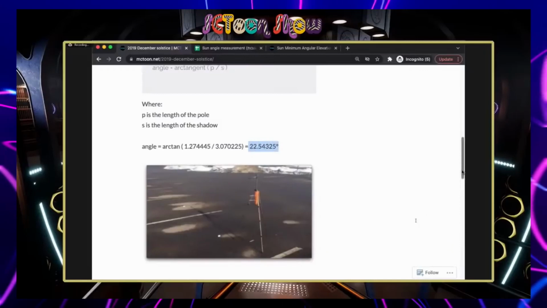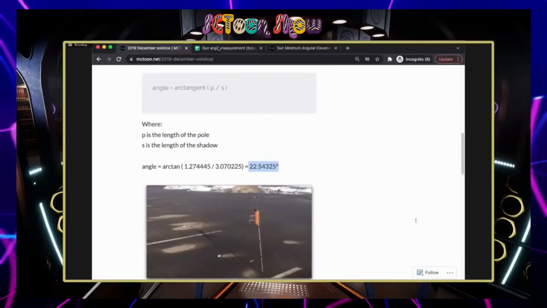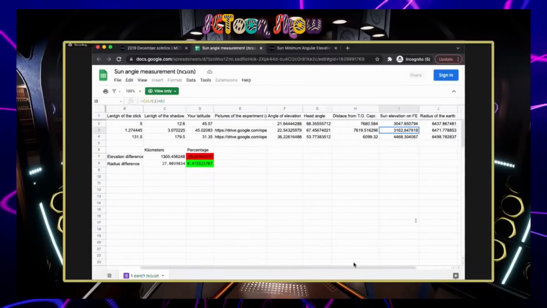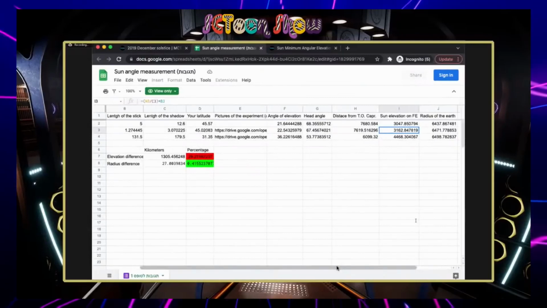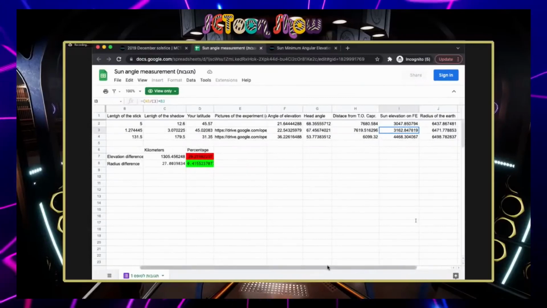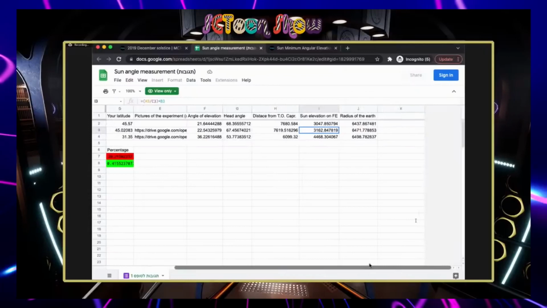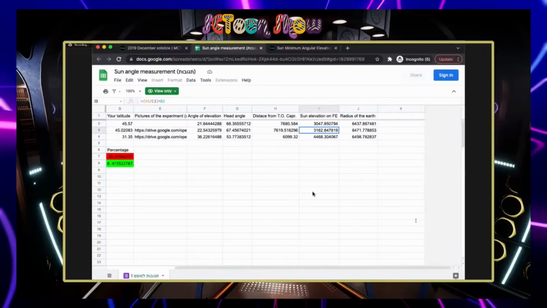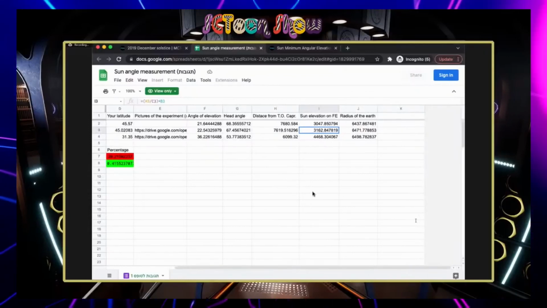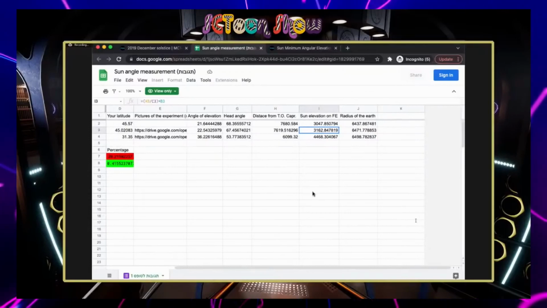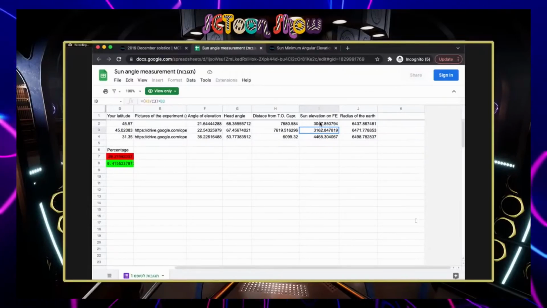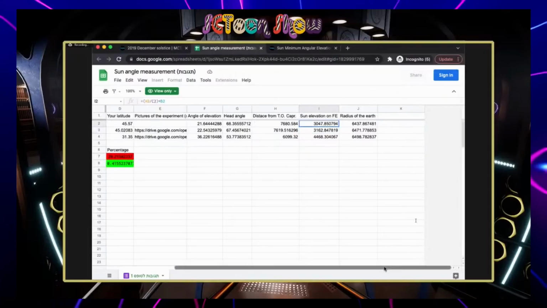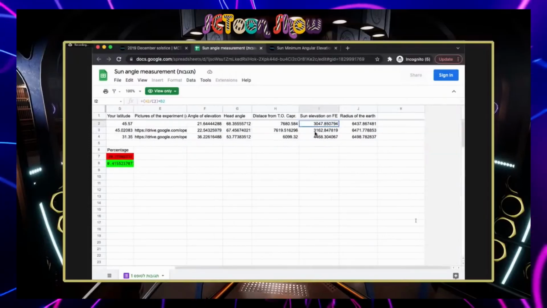22.54 degrees is the angle. That went in. There were two others of us that did it the same day, same time. Not same time, different solar noon for everybody. I got an elevation of the sun of 3,162 miles. Now, somebody else on the same day got an elevation, assuming flat Earth.